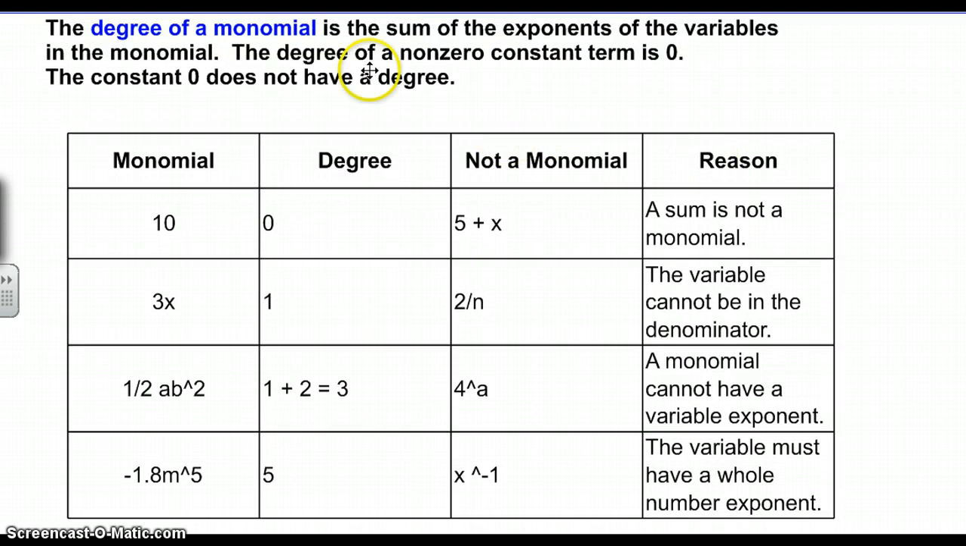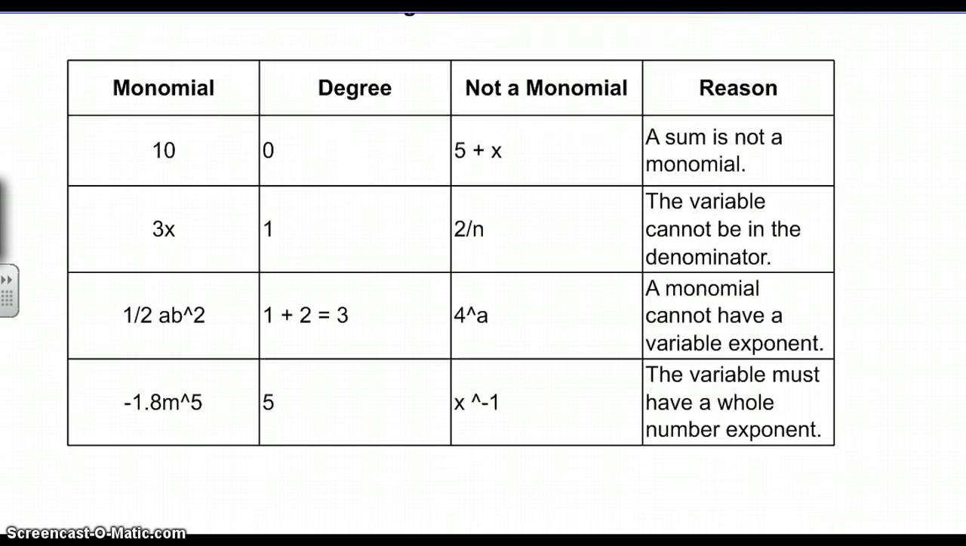Because the rule up top here is that the degree of a non-zero constant term is 0, so you'll see that degree is 0. The degree of 3x is 1 because x is raised to the 1 power. Remember, it's the sum of all the exponents of all the variables. In the third one, 1/2 ab squared, you have the exponent of 1 for a and 2 for b, so the degree is 1 plus 2 or 3. And the last monomial, the negative 1.8 m to the fifth, the degree there is 5.